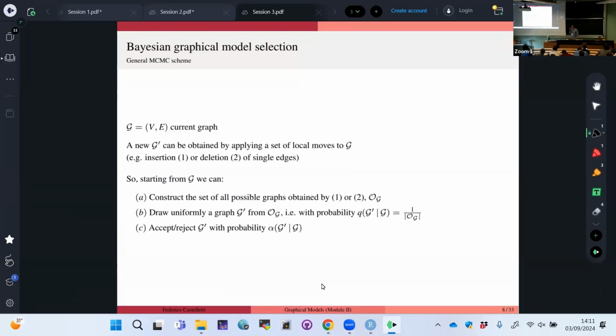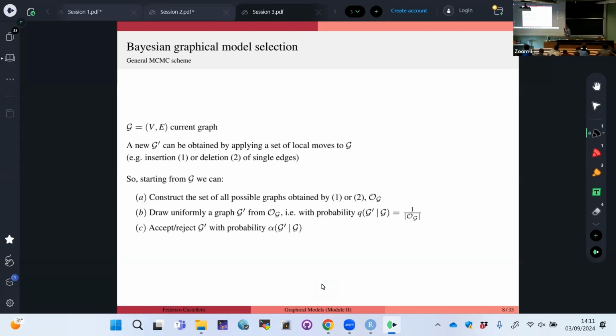Okay, so suppose that we have a graph G, which is the current graph. In order to build the proposal distribution, what we can do, similarly as in the hill climbing method, is to consider a local move from G prime, which can be obtained by insertion, so addition, or deletion, let's say removal, of single edges in the graph. So we can decide whether to add or remove an edge from the current graph.